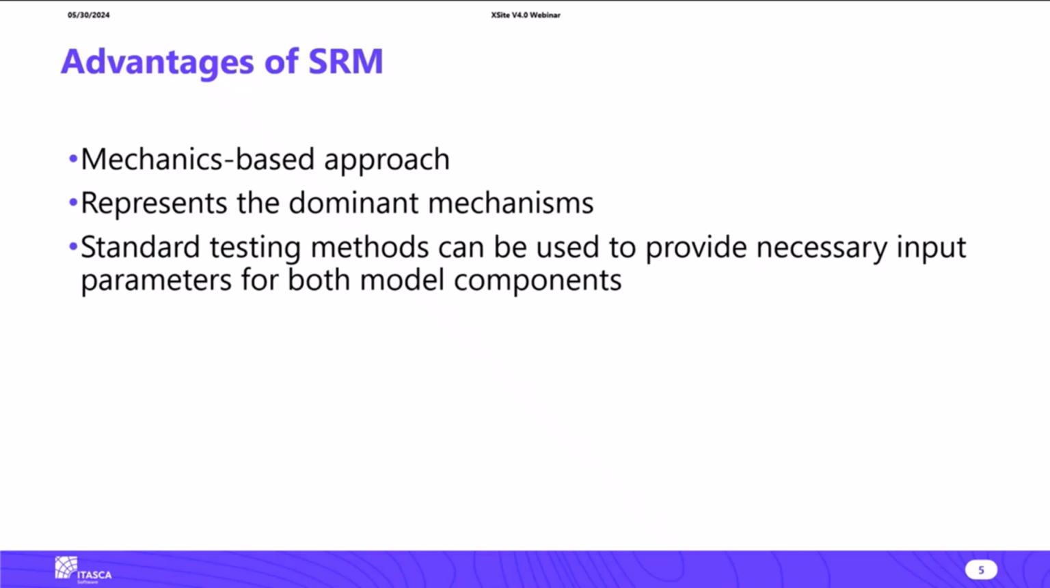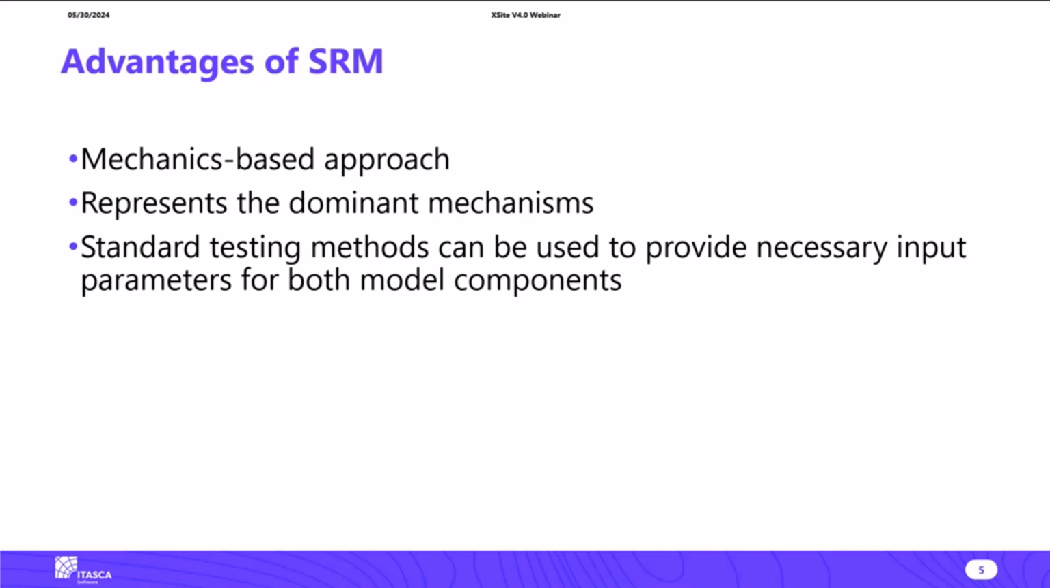If you use different approaches based on continuum mechanics, the failure of the rock mass is represented as a shear failure, which in reality is not the correct mechanism. And then finally, in SRM, you can actually use the standard testing methods. You test intact rock, for example a diameter core, to obtain elastic properties and the strength, or you test a discontinuity.